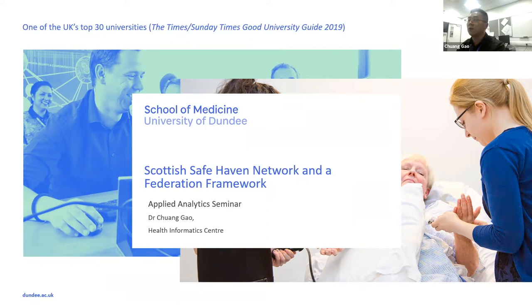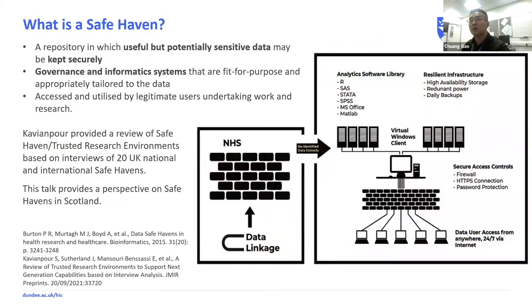So this coming talk is basically a report of what I have learned during this process and what we're trying to achieve in Scotland. So let's start with the most basic. What is a safe haven? The definition provided here is from a paper published in 2015. A safe haven is a repository for useful but potentially sensitive data. It is also a governance and informatics system that is tailored to be fit for purpose to host the data to be accessed by legitimate users to conduct their work or research.